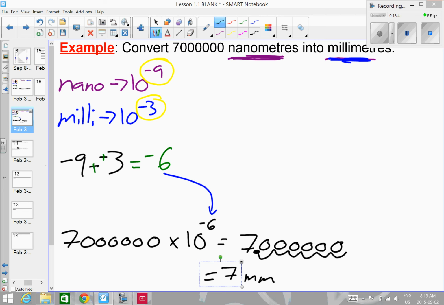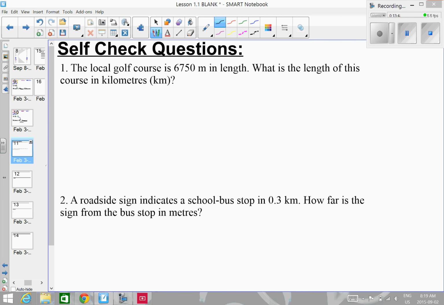So now, what I want you to do is, using these examples, do these self-check questions and make sure you check your answers. If you have questions, ask me. Thanks.